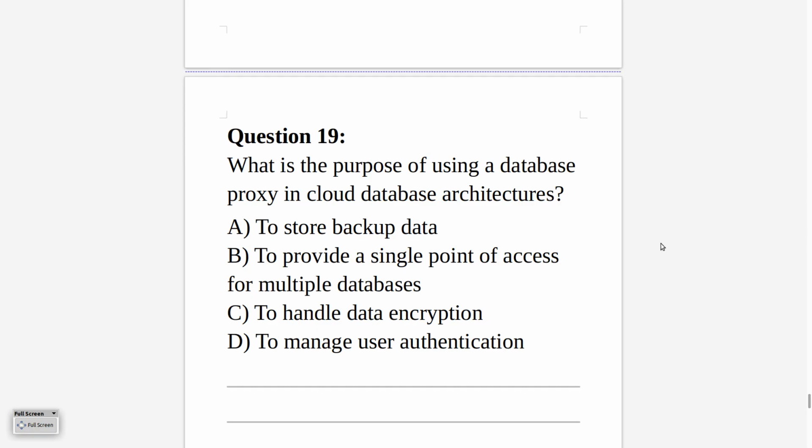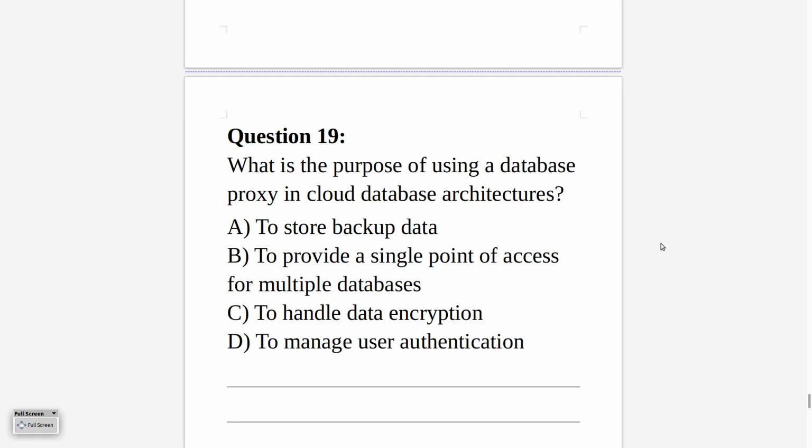Alright, second to last question, number 19. What is the purpose of using a database proxy in cloud database architectures? A, to store backup data. B, to provide a single point of access for multiple databases. C, to handle data encryption. Or D, to manage user authentication. I don't know. I wasn't familiar there was such a thing called a database proxy. My best guess is going to be that it's B.